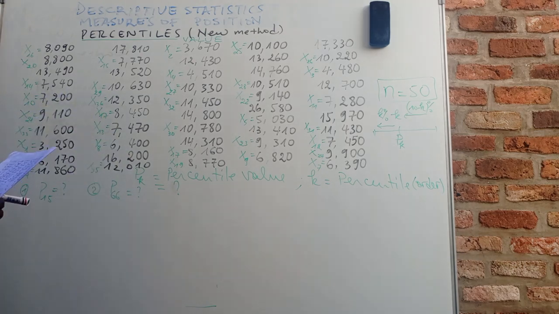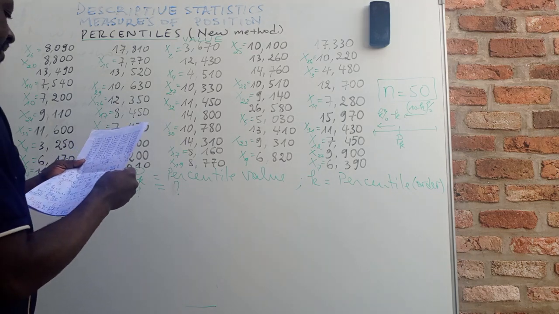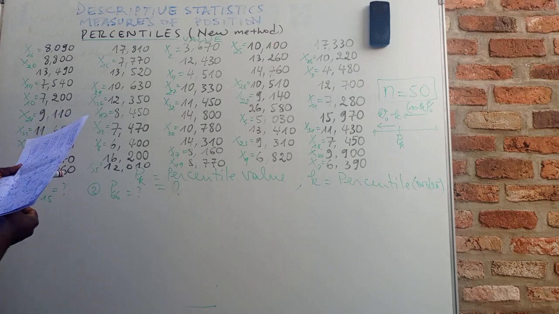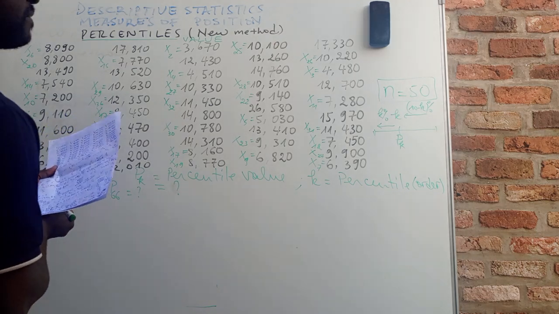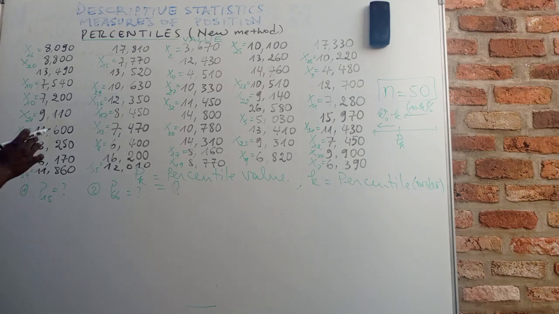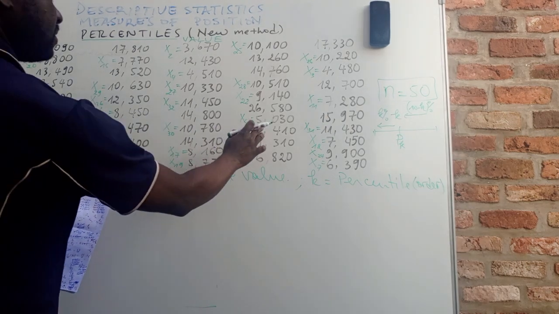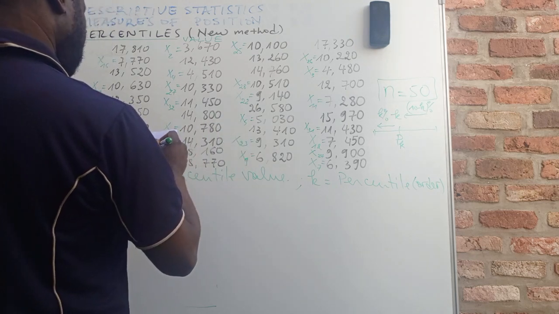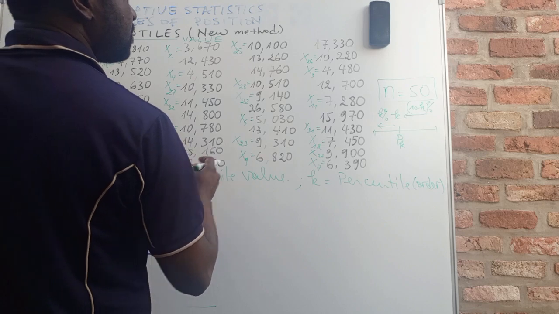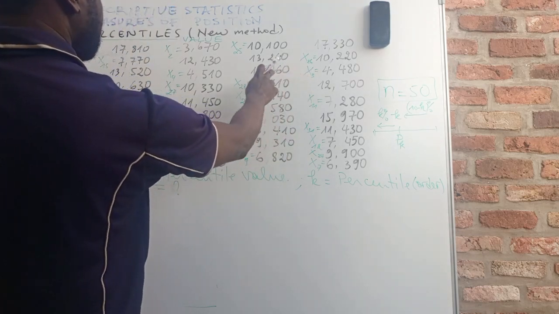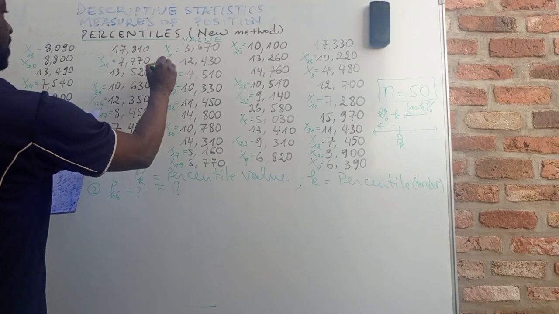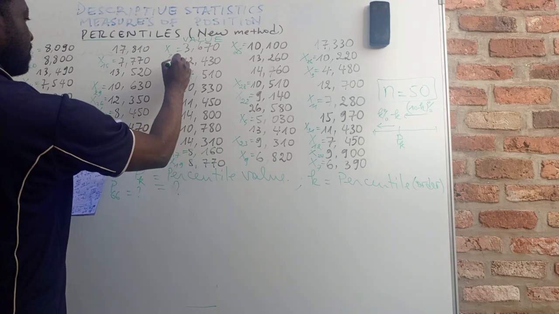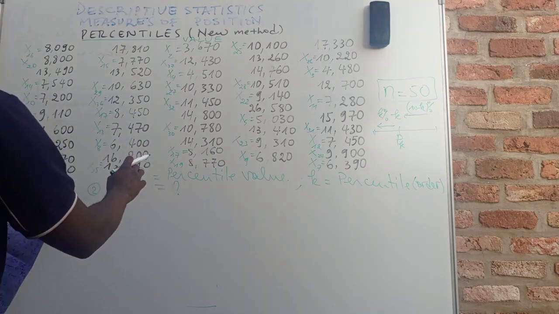The next one, x sub 37. X sub 37. And it is 12430. Now I have this one. Don't remember I have crossed it. 12430. We have 12430. X sub 37. Coming from 36 somewhere.